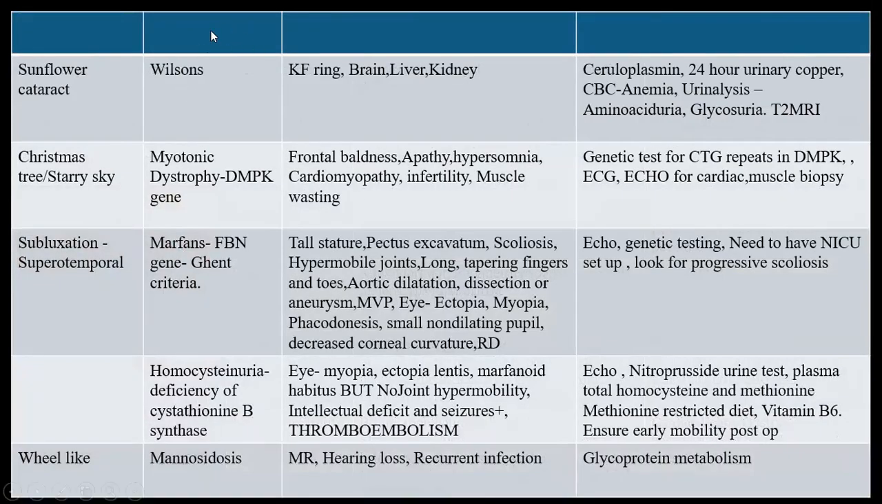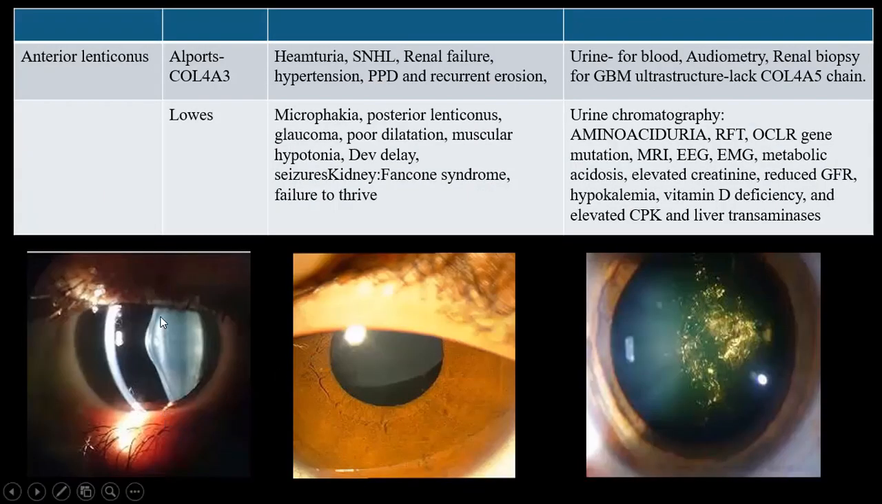And we can't afford to miss Wilson's disease, where we can see a sunflower cataract. So we have to look for a KF ring, and we have to do ceruloplasmin, 24-hour urinary copper, and in the CBC look for anemia and aminoaciduria. Myotonic dystrophy patients might require very important pre- and post-operative care. Like in homocystinuria, they are more prone to thromboembolism, so we have to ensure early mobility of the patient post-operatively and look for other features in the cardiac abnormalities. Here we can see the anterior lenticonus, which can point towards Alport syndrome or Lowe syndrome.